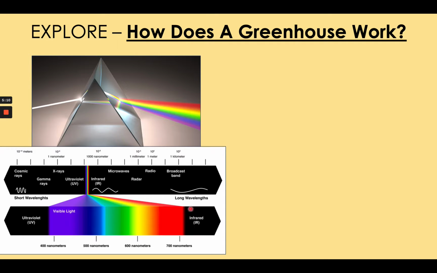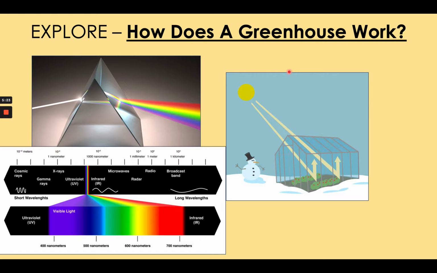This is really important because the type of light that comes from the sun is mostly ultraviolet light, like this, shorter wavelength. So here's what happens in a greenhouse. The sun transmits short wavelength light through Earth's atmosphere to the greenhouse.